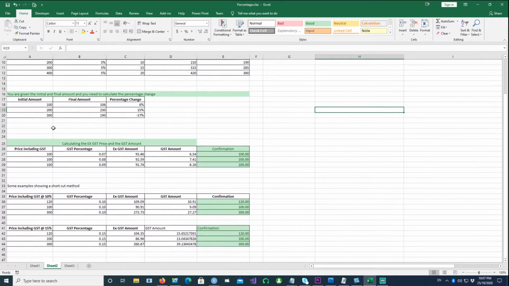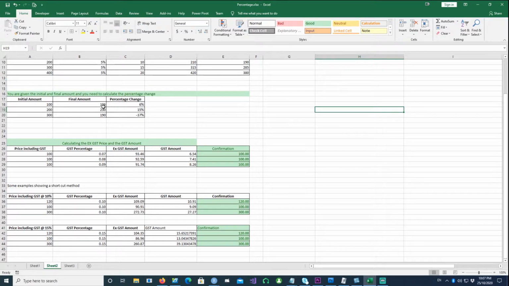The next example is when you are given an initial amount and then you're given a final amount. Let's say this was the money in the bank on day one, and this is the money in the bank after a certain number of days. And you just need to calculate what was the percentage change. To do that, you first need to calculate the change. So the change is the final amount minus initial amount, which is B18 minus A18. That's the change, and then you're comparing this change with your initial amount.